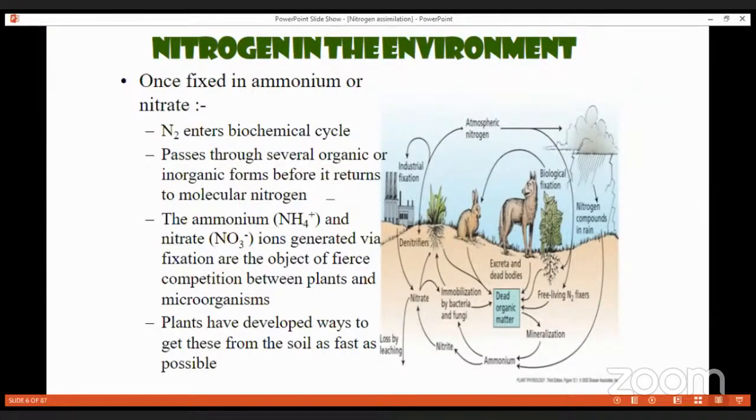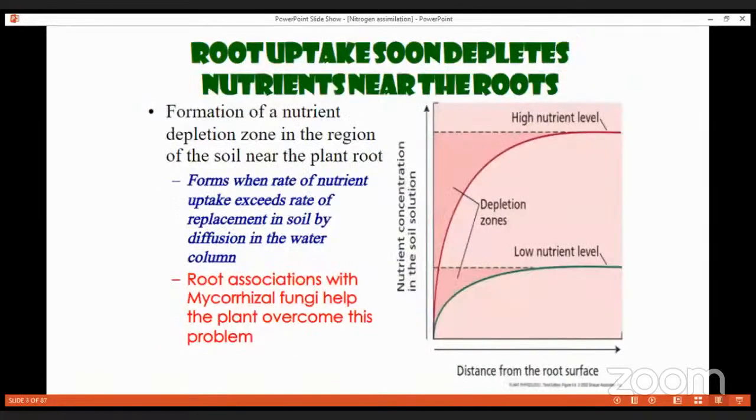So plants have developed different ways of extracting these nutrients from the soil at a faster pace. Because if there is a competition, one has to win. So it has to devise some strategies that can be utilized for faster extraction of those nutrients. So what the plant is doing is taking nitrogen through its roots.